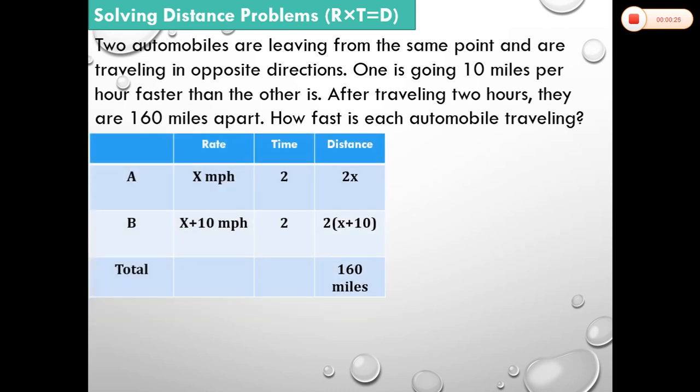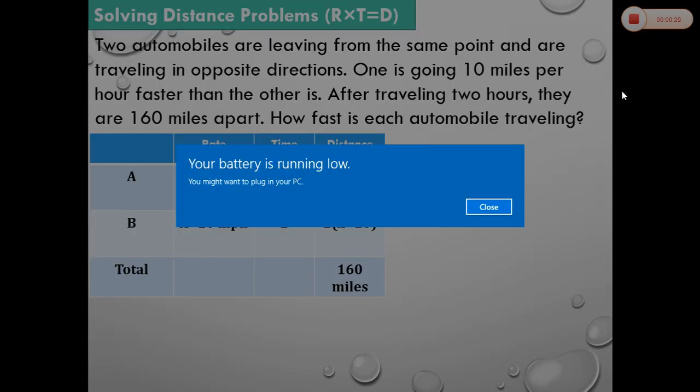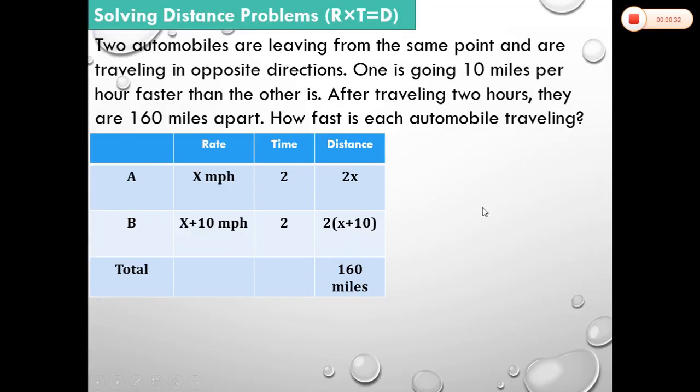The table shows the rate, time, and corresponding distance of two automobiles traveling in opposite directions. Let us denote x to be the rate of car A. x plus 10 is the rate of car B. The time spent by the two automobiles is the same, which is 2 hours. The distance covered by car A is 2x. The distance covered by car B is 2 multiplied by x plus 10. The total distance covered by the two automobiles is equal to 160 miles.